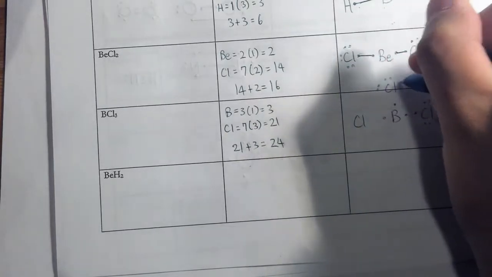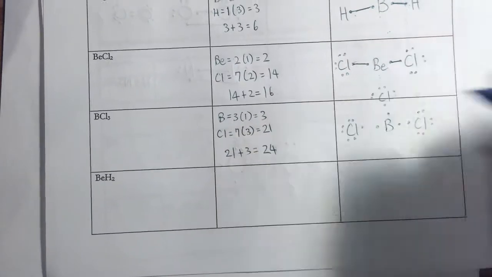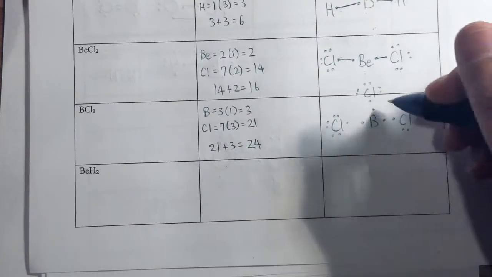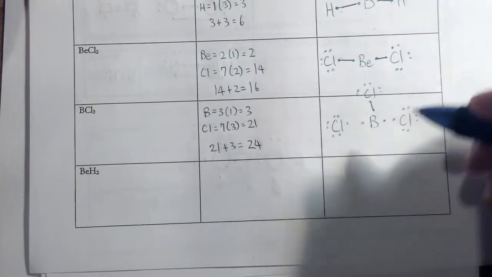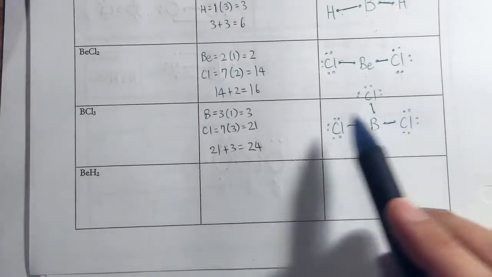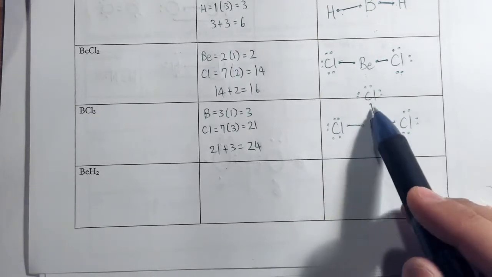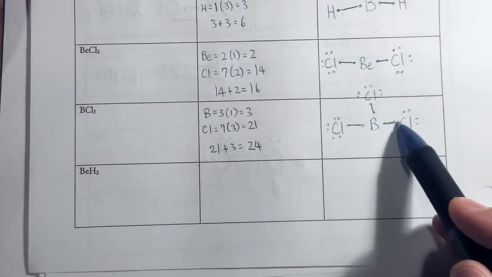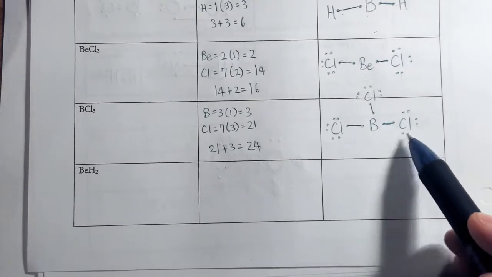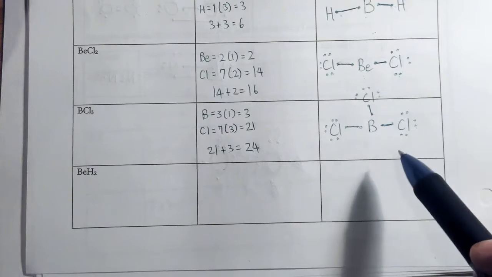And then remember, the single electrons need to be paired up. So there's the bond. Are there 24 overall? 1, 2, 3, 4, 5, 6, 7, 8, 9, 10, 11, 12, 13, 14, 15, 16, 17, 18, 19, 20, 21, 22, 23, and 24. So this means this structure is right.